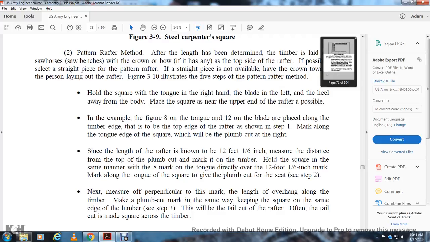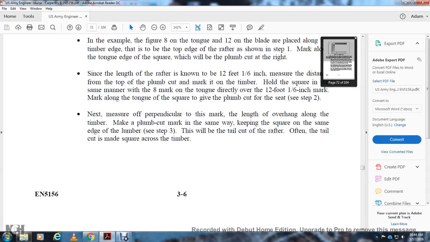Step 2. Next, measure the length of the overhang along the timber perpendicular to the plumb cut, and make a plumb cut mark in the same way, keeping the square on the same edge of the lumber. This will be the tail cut of the rafter. Open the tail after the tail is marked, with the square across the timber.